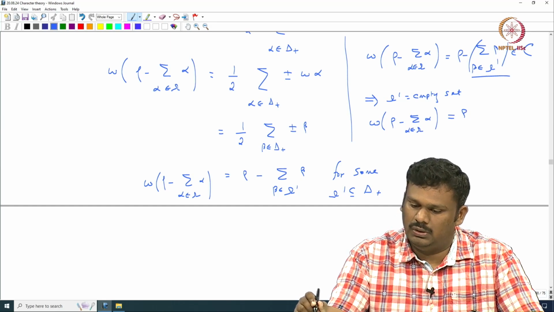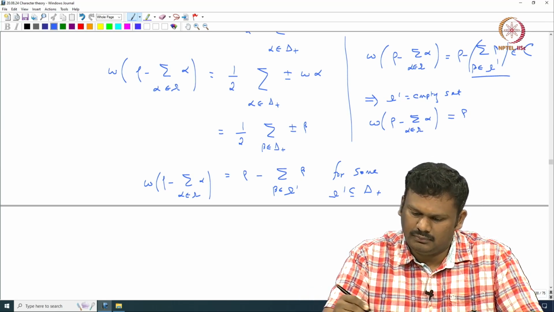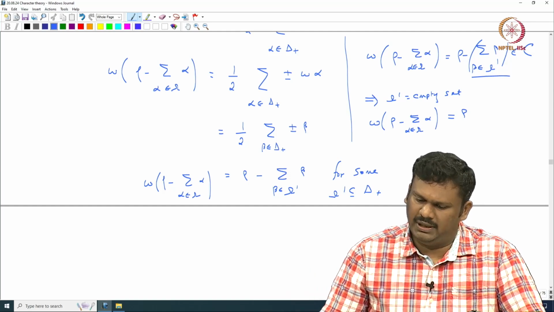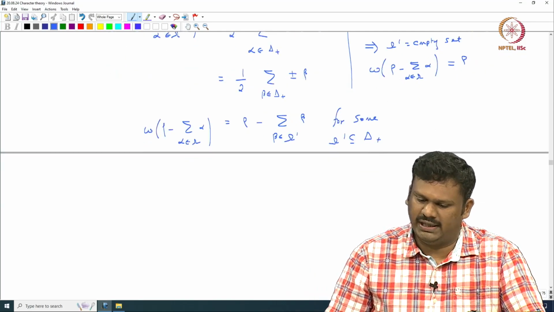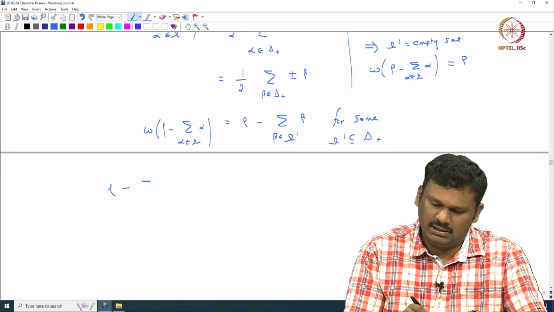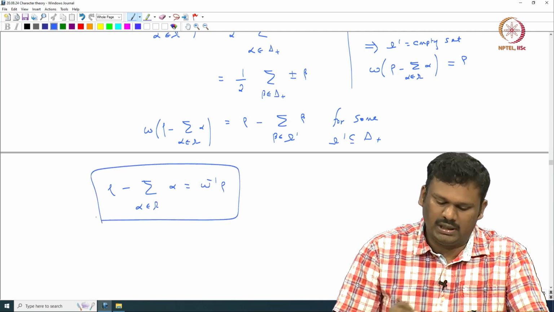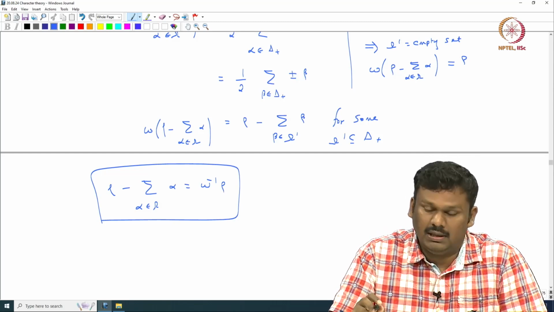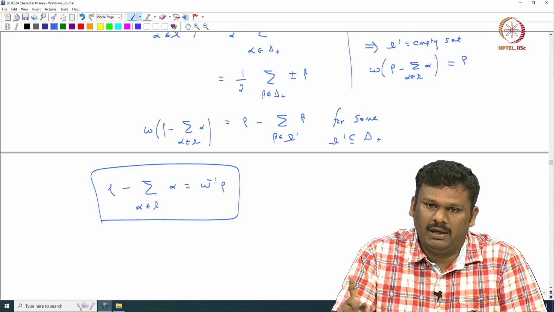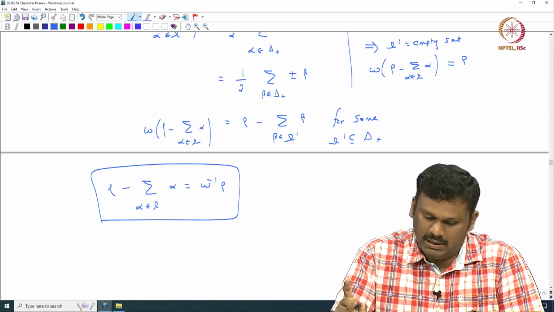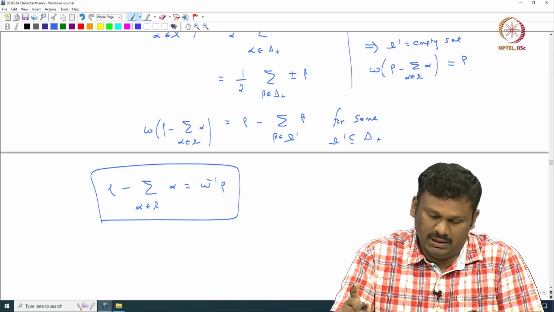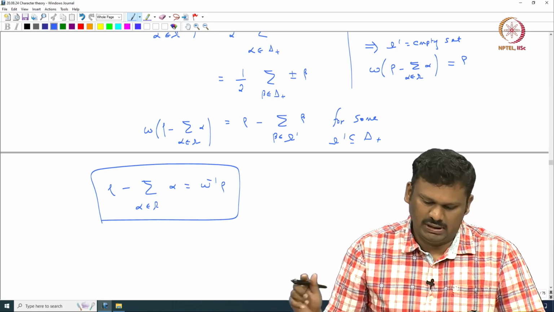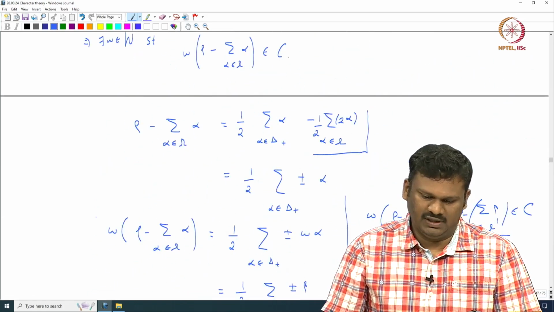Now you can easily see that by applying W inverse on both sides, rho minus summation alpha, alpha in omega is nothing but W inverse of rho. So this proves that if rho minus summation alpha, alpha in omega is not in any of the hyperplanes, then it must be of the form W inverse of rho for some W in the Weyl group. This completes the proof of the proposition that we wanted to prove.